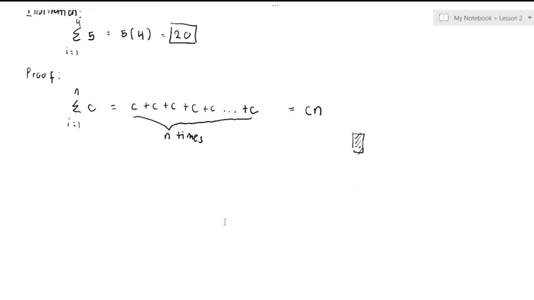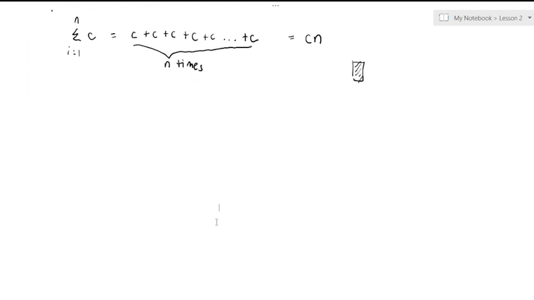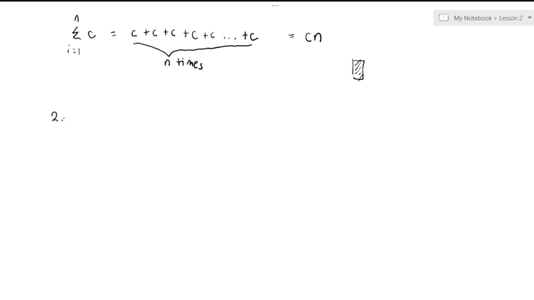Now, let's have the second property. Property number 2. We have summation of constant C times x sub i, where i goes from 1 to n. So, this is equal to C times summation of x sub i, i equals 1 to n. So, as you can see dito, nilabas lang natin yung constant sa labas ng summation.